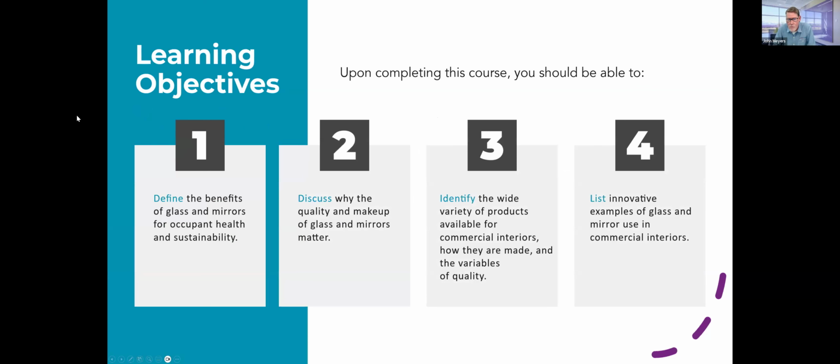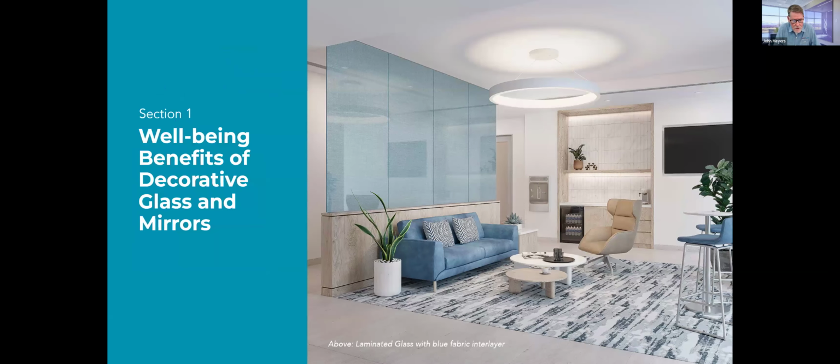Okay, I got it. We are going to define the benefits of glass and mirrors for occupant health and sustainability, and we're going to discuss why the quality makeup of glass and mirrors matters. And we're going to identify the wide variety of products available for commercial interiors, how they are made, and the variables of quality. And we're going to list innovative examples of glass and mirrors in commercial interiors. First section we're going to start with is well-being and benefits of decorative glass and mirrors.